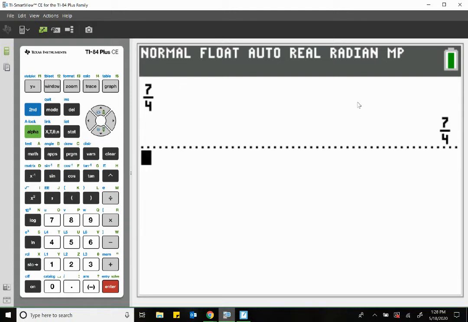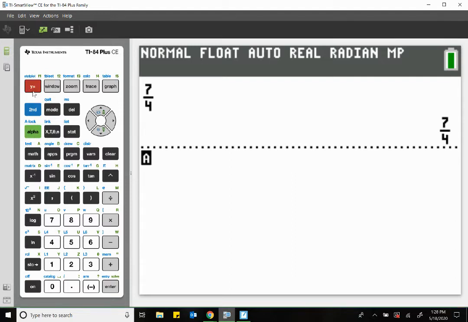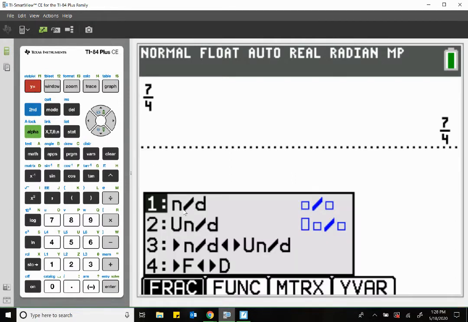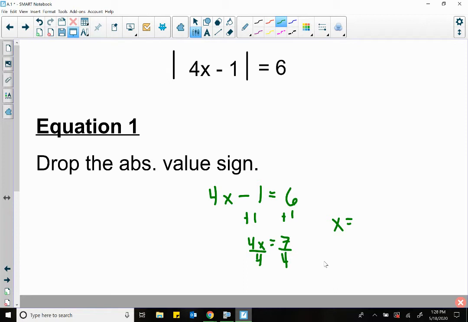And again, how did I do this? Alpha, y equals. There's the fraction key that you want to use. And it looks just like it. That's what's great about this calculator. I love it because everything we put into this calculator will look just like what I write down on this piece of paper. So the answer for this is x is 7/4.